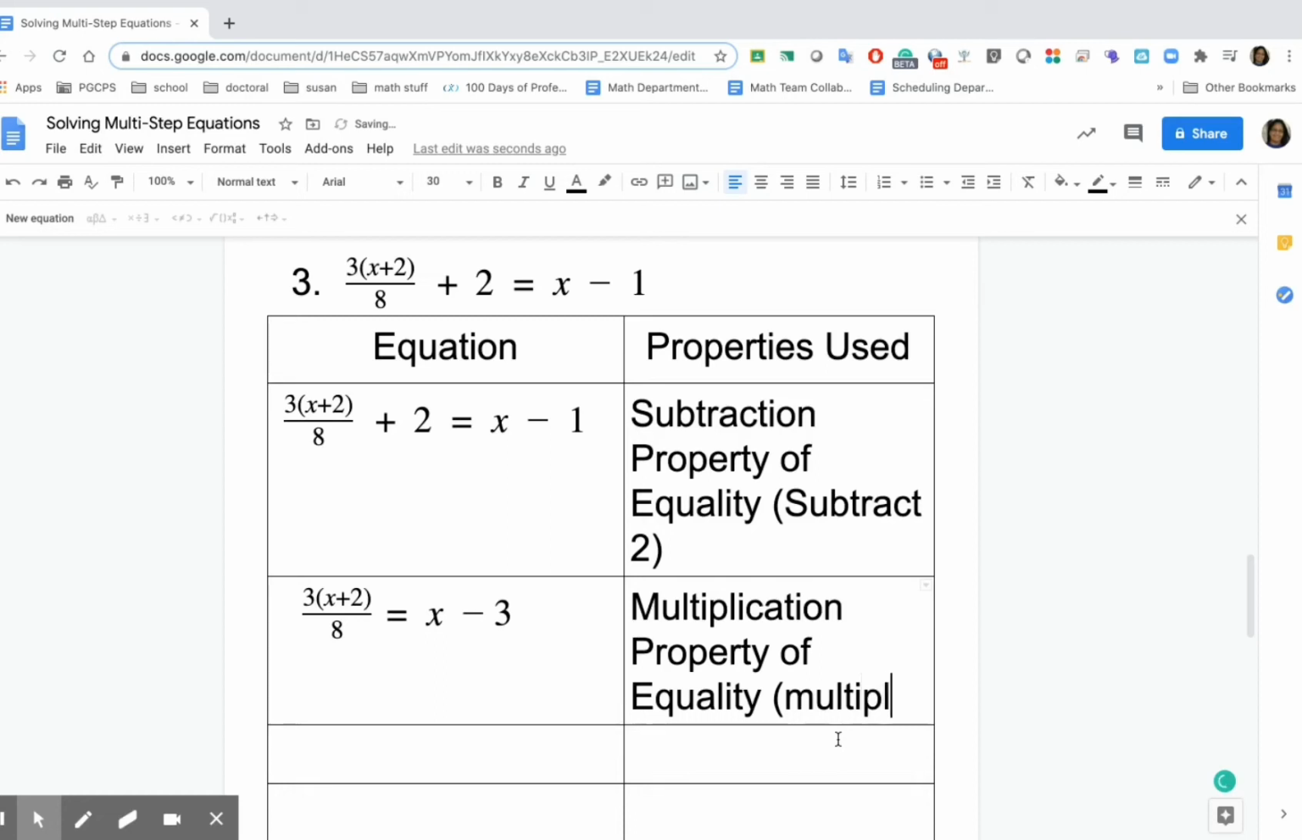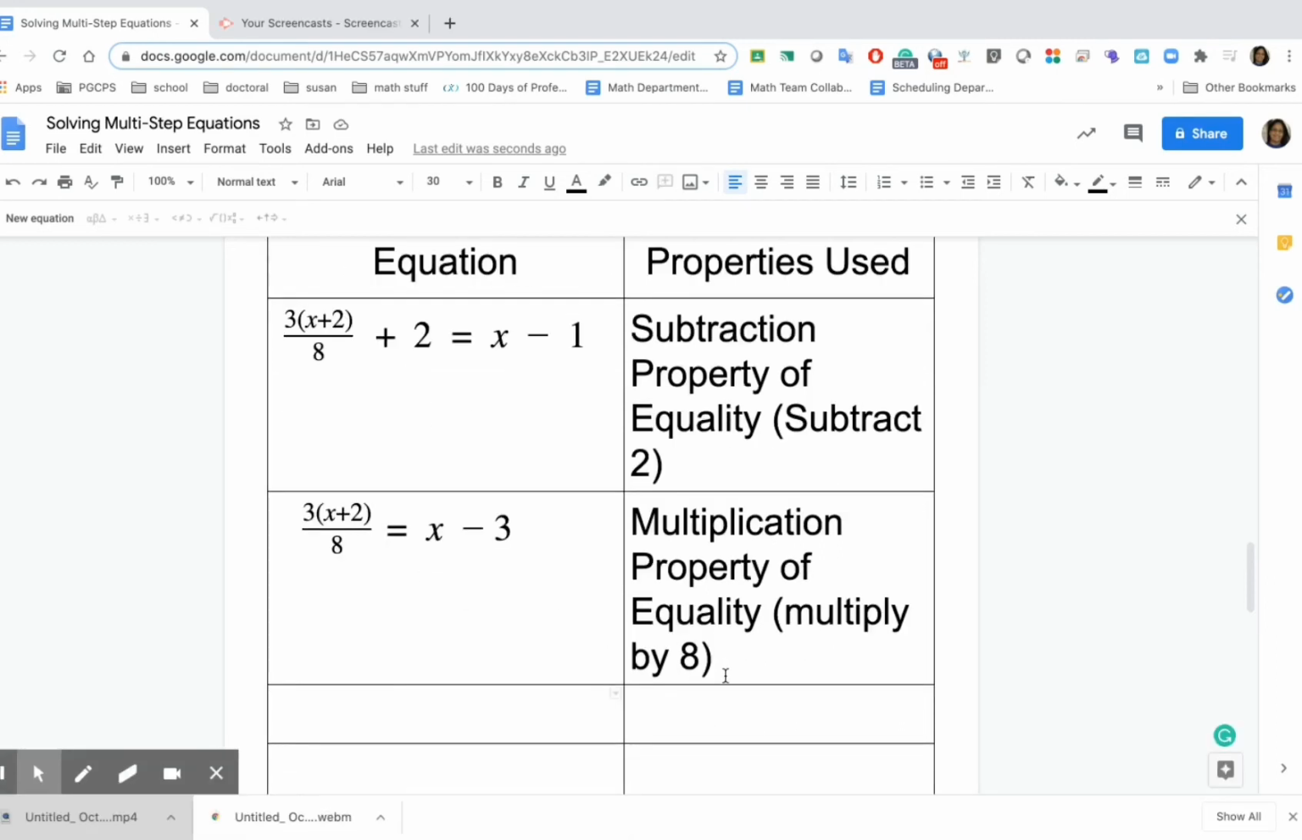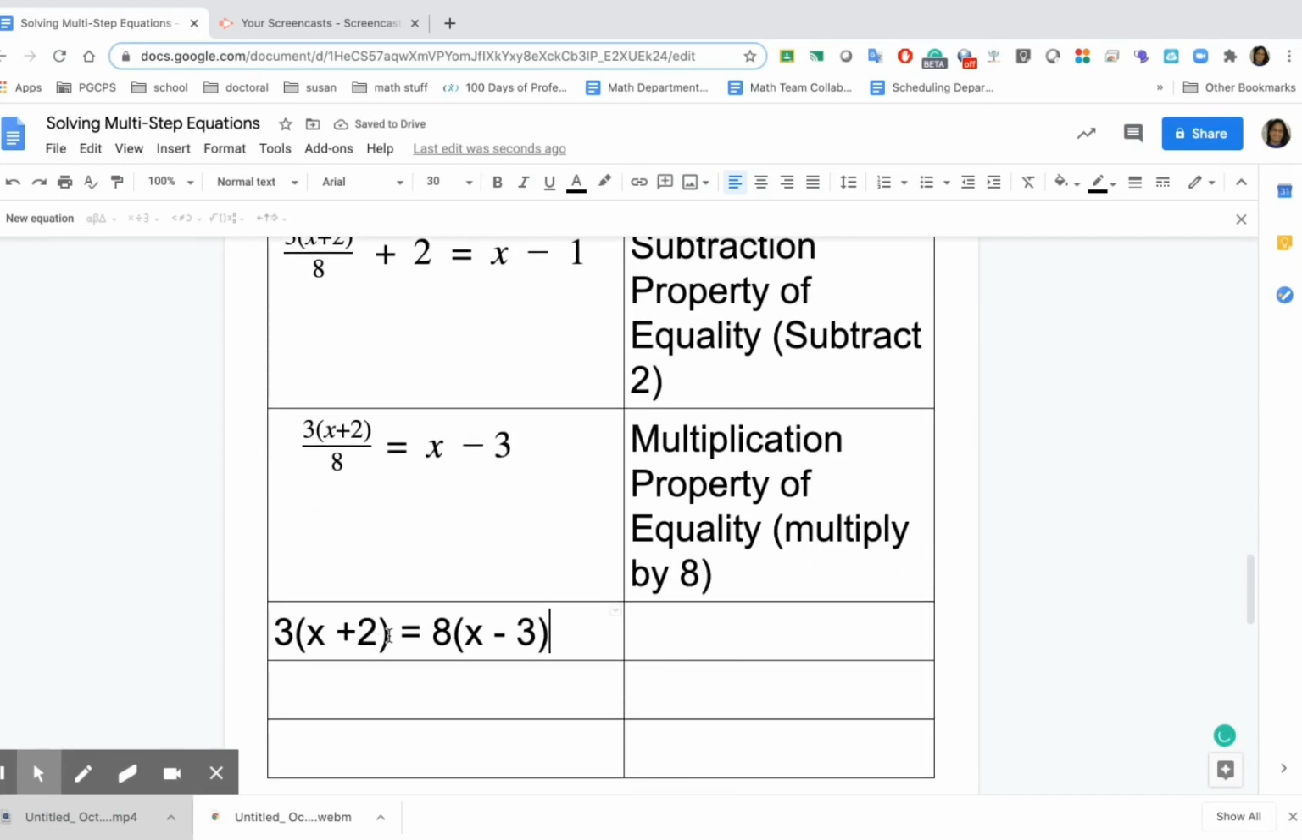Multiply the equation by 8. So if we multiply the left side of the equation by 8, the 8 will be canceled. The answer will be 3 times the quantity of x plus 2. And if we do the same thing to the right side, it will become 8 times the quantity of x minus 3. Now, you will notice that there are grouping symbols on both sides.